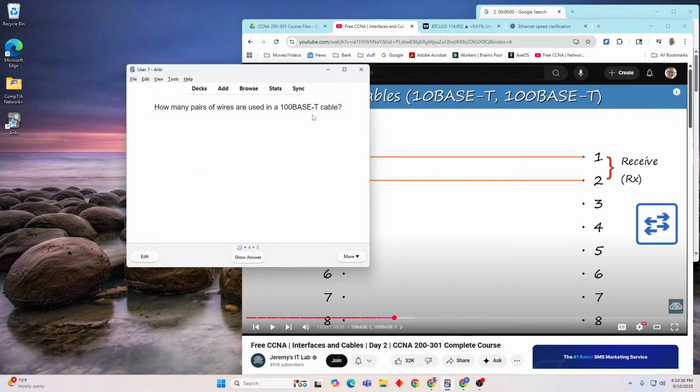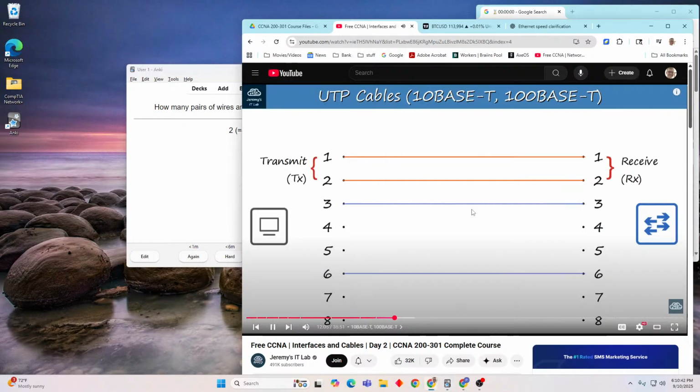I don't need to know this stuff. How many pairs of wires are used in a 100 base T cable? 8, or like probably double. What? Wait, it's 3 and 6. And of course, the function of each pin is opposite of the pair on pins 1 and 2. On the switch. What, bro?